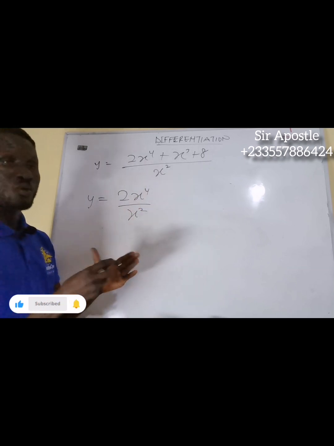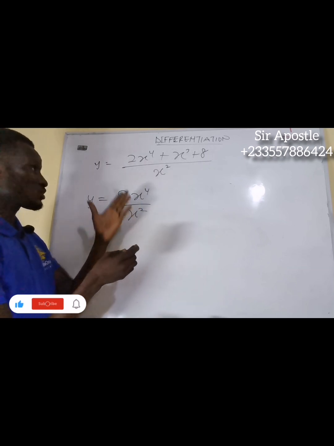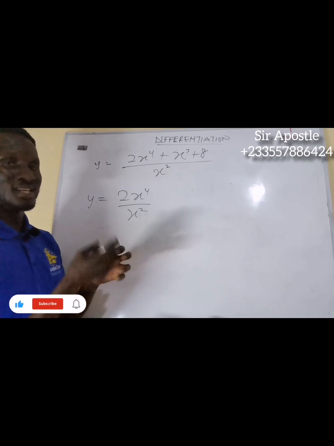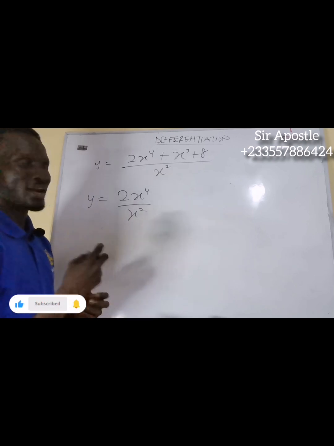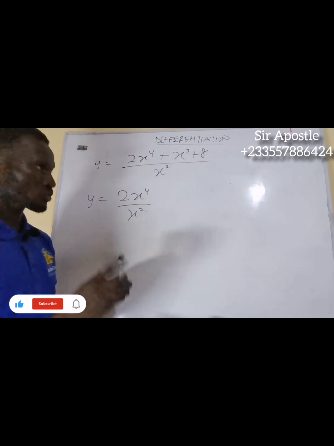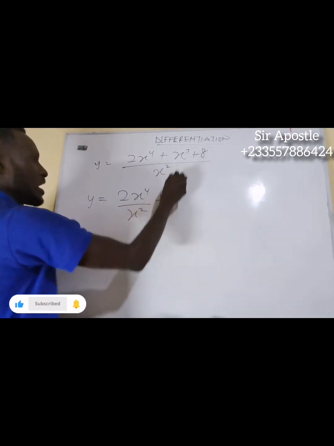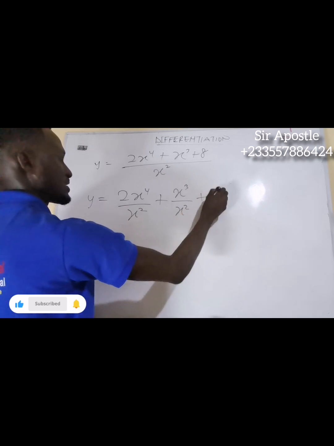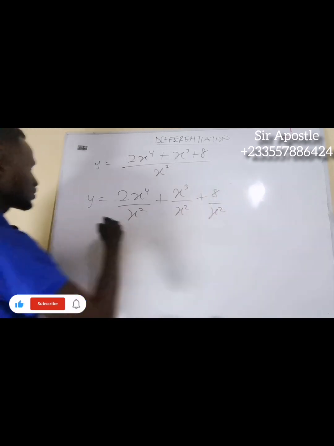Although this one is division, this one is simple, but this one is division by simple. When we go to a division that is a little complicated, I will teach you another method called the quotient rule to solve. Now plus another one, s exponent 3 divided by s exponent 2 plus 8 over s exponent 2. So let's reduce it.